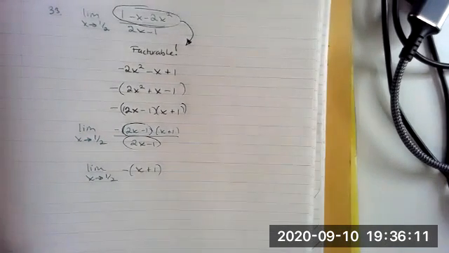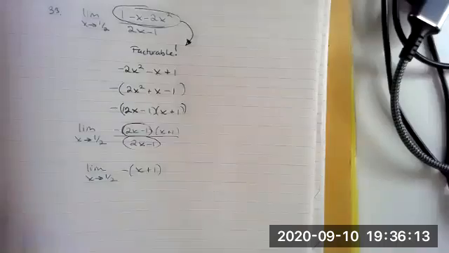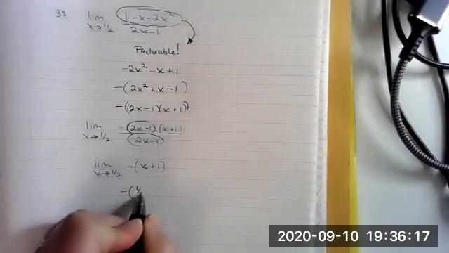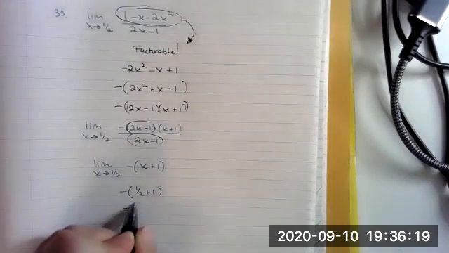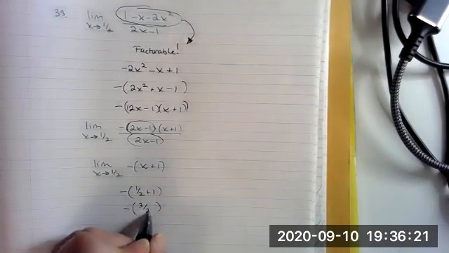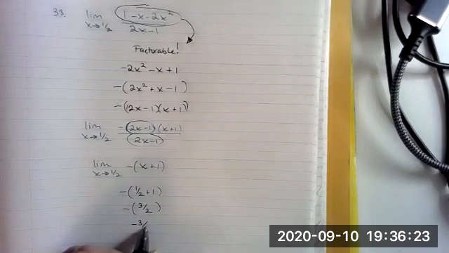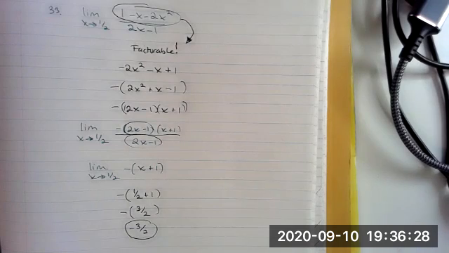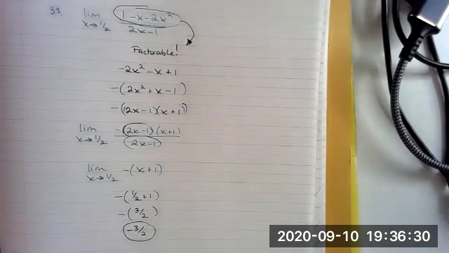So now what we're going to do is substitute in the 1/2. Now it should be safe. Negative 1/2 plus 1 is -3/2 or -1.5. Wait, negative (1/2 plus 1) is -3/2. So our limit is -3/2, and we're all set.